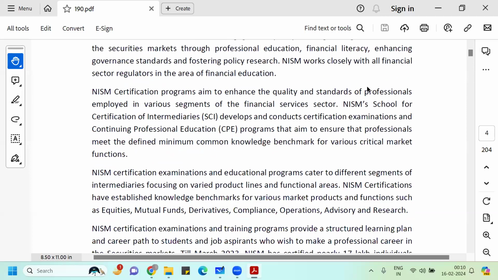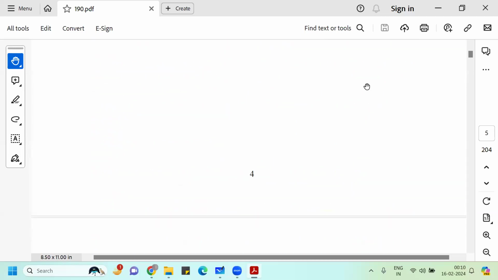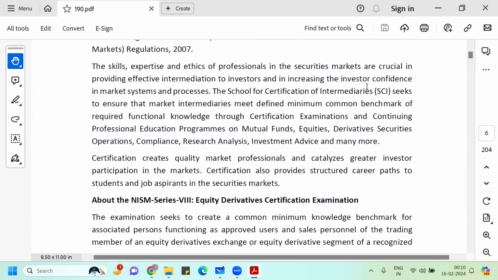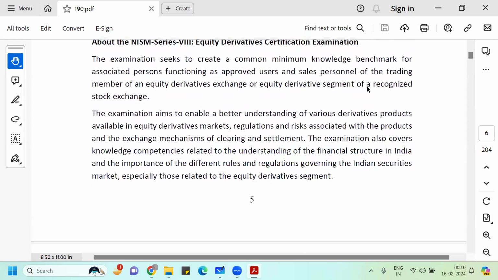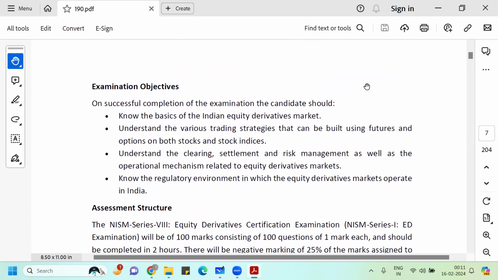Fine. So here are a few details they have given about NISM. Once you download the book, you can see all these details. Or if you want, you can buy this book. You will get this book at any Taxmann publication center nearest to your city, where you can go and get all the details about this.